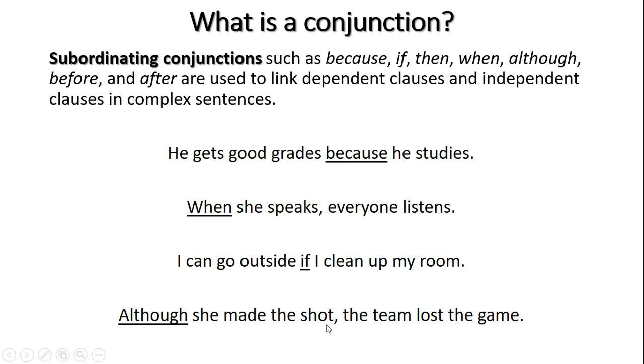Although she made the shot, the team lost the game. I started my sentence, although she made the shot. This right here is a dependent clause because you just can't say that. Although she made the shot, can you feel how you need some more information? That's what gives it a dependent clause feel. It just means you need more information. So although she made the shot, the team lost the game. The team lost the game is my independent clause. Although she made the shot is a dependent clause. And since I started the sentence with a dependent clause, that's why I put a comma there.